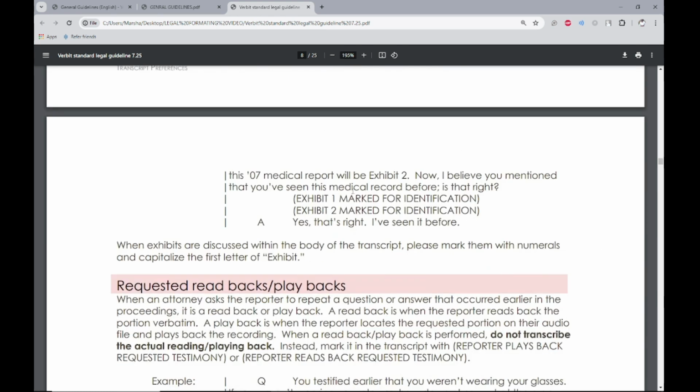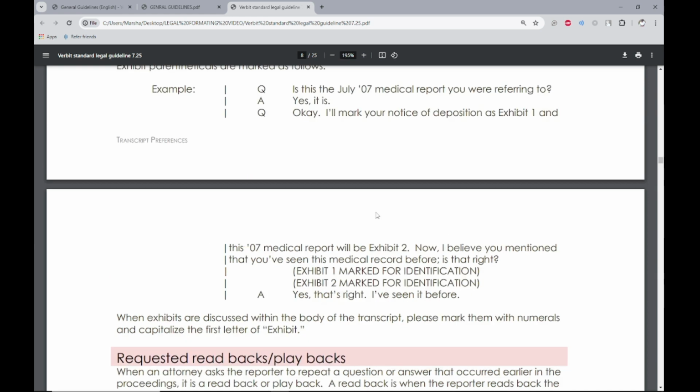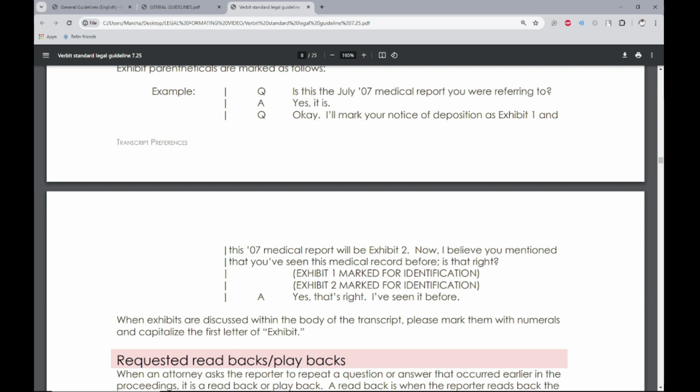Okay, now how do you mark an exhibit? As you can see here, they have capitalized this, but for others you won't be required to capitalize everything. Just the E in Exhibit, just that one. It's up to the company's guidelines, but it's a very important thing to note, how you are supposed to mark the exhibit. Now let me show you.